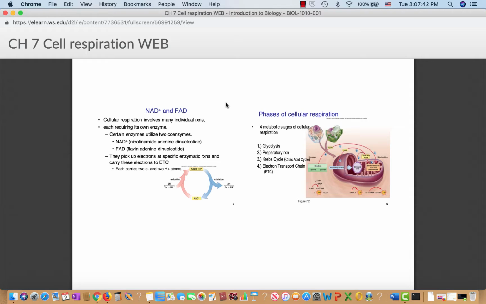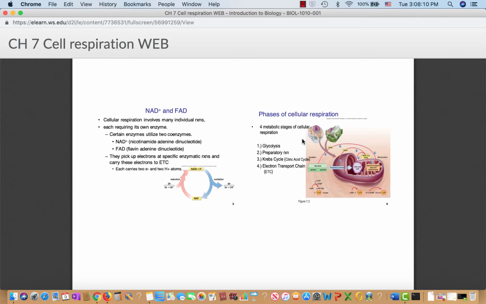Basically, just think of these as electron carriers. Your NAD plus and your FAD pick up electrons at specific points of the reaction, and they'll carry them from one step to another. That's important with coupling the reactions so that the overall energy of the reactions is lowered. But moving on, this will be more important later.